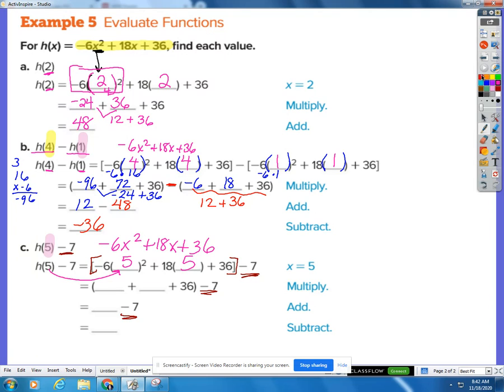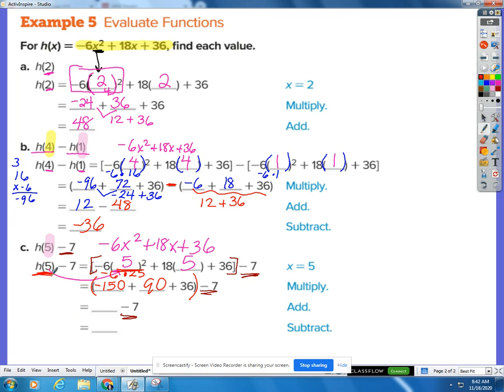Again, order of operations, we do powers first. So 5 squared is 25. And then we're taking 25 times the negative 6. So if I had 6 quarters, that would be $1.50. So this would be negative 150. 18 times 5, 10 times 5 is 50. 8 times 5 is 40. 50 plus 40 is 90, plus 36. So this is all going to be simplified now because that is that function of 5.